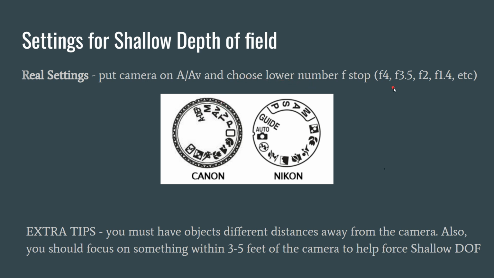There'll be some kind of dial or a button on your camera where you'll see an F and a number, and you're able to make that higher and lower. Some examples of f-stops that will give you more shallow depth of field are f4, f3.5, f2, f1.4. F1.2 would be super shallow depth of field. And so again, if you're using a camera, put it on A or AV and choose a lower f-stop number.